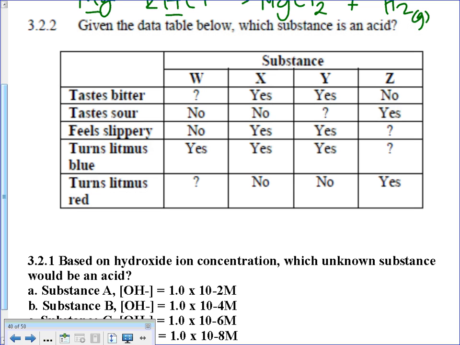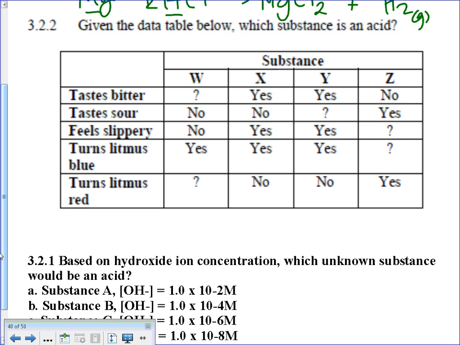Why? So, this is where we have to consider bitter versus sour. The question said which substance is an acid. So, does bitter go with acid or bases? Bases. Because we've all had soap in our mouth. It's bitter, right? Okay, so then look again. Lucas. It should be Z.